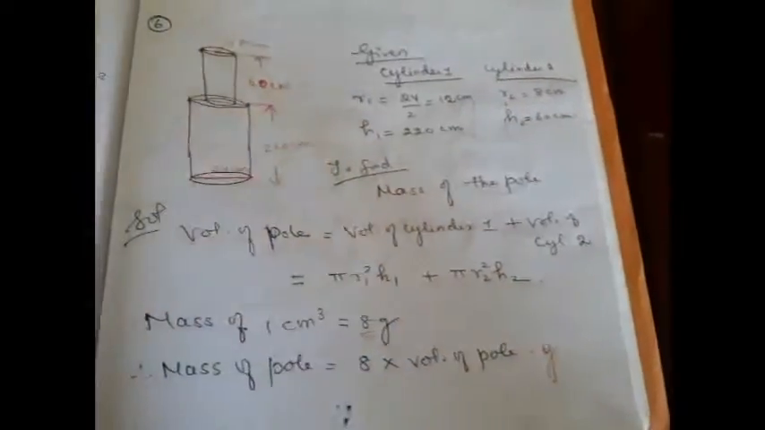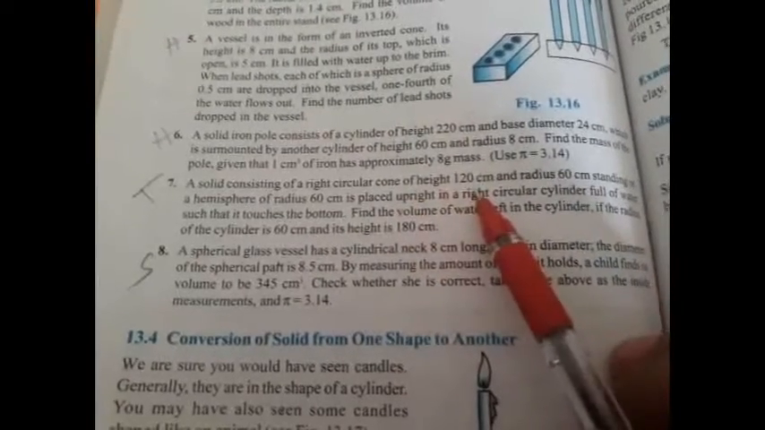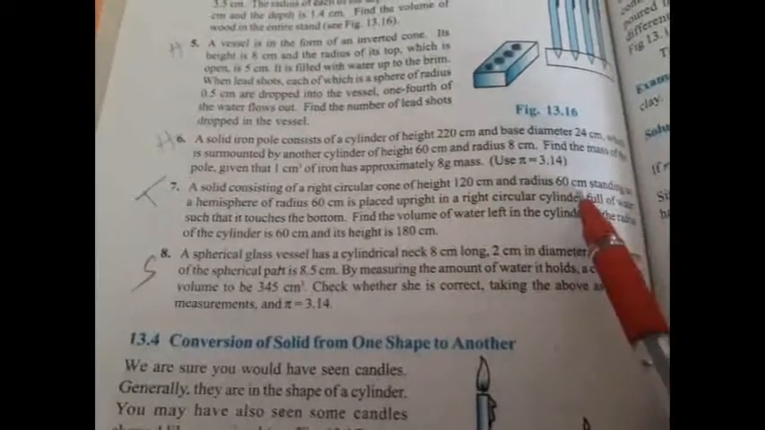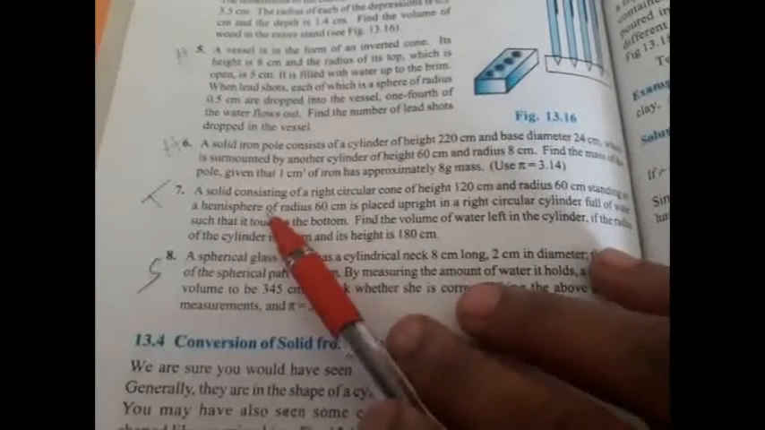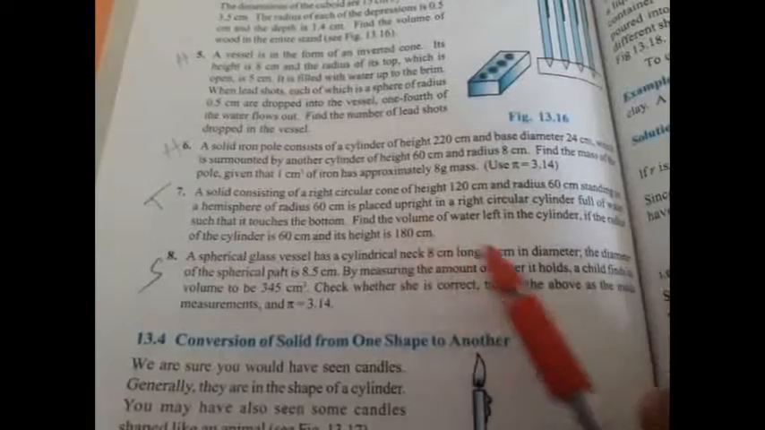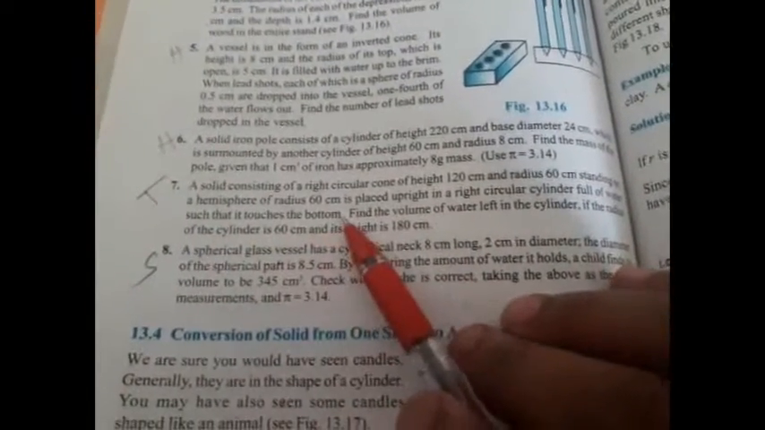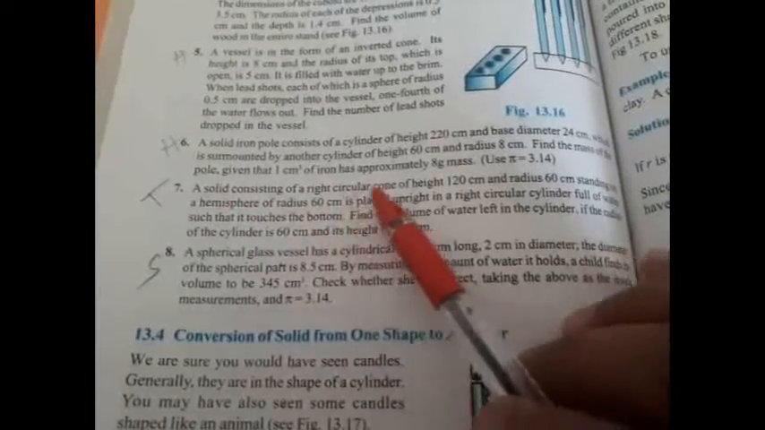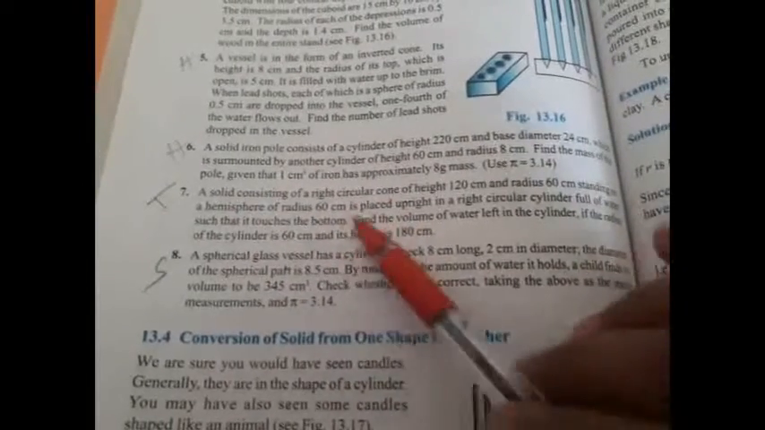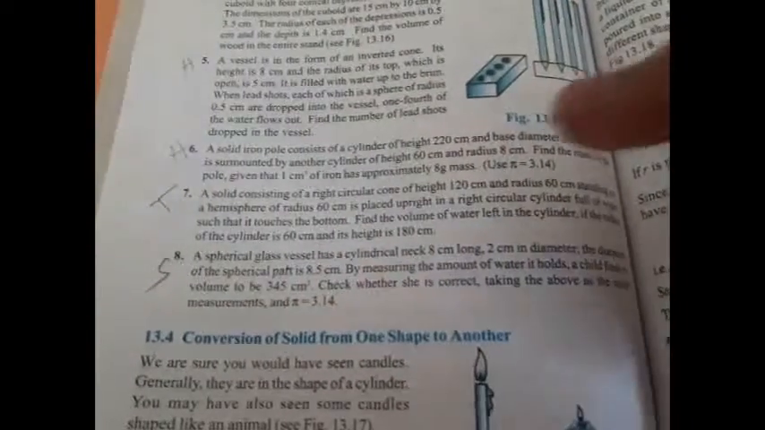Let us move on to the seventh question now. Seventh question: a solid consists of a right circular cone of height 120 cm and radius 60 cm standing on a hemisphere of radius 16 cm, placed upright in a right circular cylinder full of water such that it touches the bottom. So a solid consists of a right circular cone. First there is a cone standing on a hemisphere. So a cone on a hemisphere is the solid.